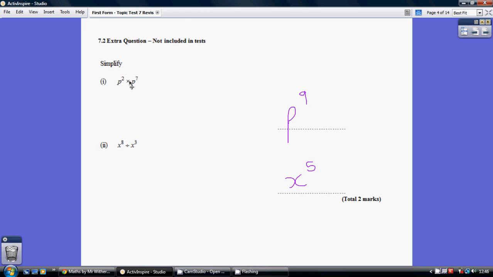So P squared times P to the power of 7 is P to the power of 9. However, when you are dividing, you take away the powers. So we're dividing, so it is 8 take away 3, which is 5.